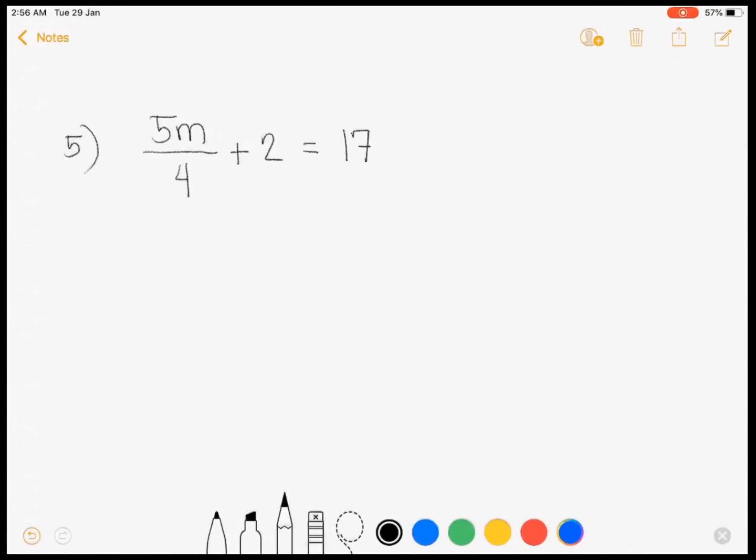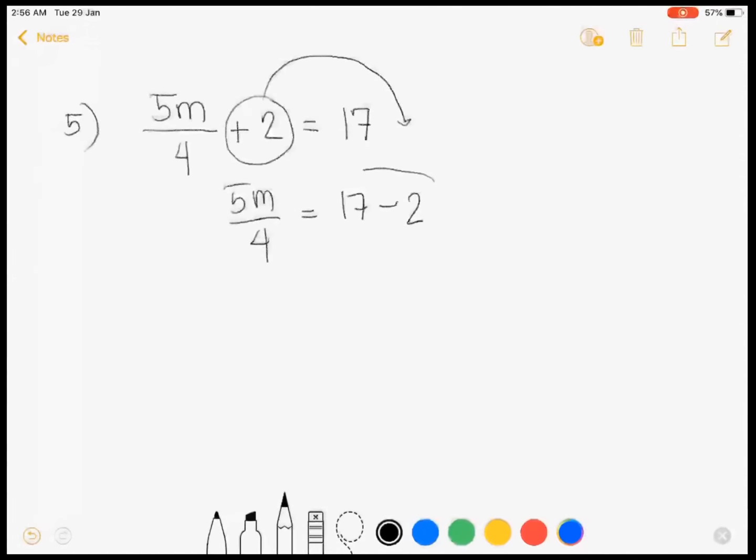Okay, we have 5m over 4 plus 2 is equal to 17. So, the first step is isolate natin yung constant kasi meron tayong constant sa left side. So, para magawa yon, transpose natin sa right side. So, kung positive siya dito sa left side, magiging negative naman siya sa right side. So, we have 5m over 4 is equal to 17 minus 2. Then, pwede natin i-simplify yung right side. So, we have 5m over 4 is equal to 17 minus 2 is 15.